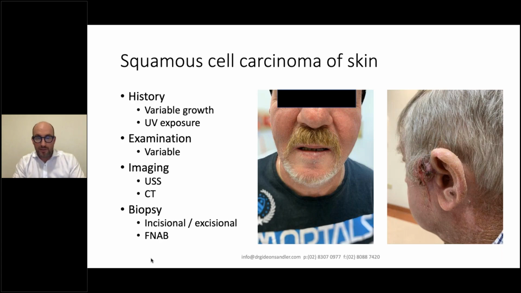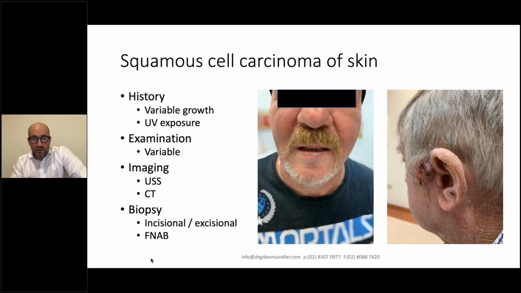On the left-hand side is a picture of a gentleman who presented to me with a neck lump, and on examination we found some changes in his lower lip, which we biopsied. It was by no means obvious that he had a squamous cell carcinoma of the lower lip, but he did. A more obvious presentation is to the right of screen, which is a 65-year-old farmer from Condobolin who presented with an obvious squamous cell carcinoma in the left preauricular region, and we will revisit his case later.